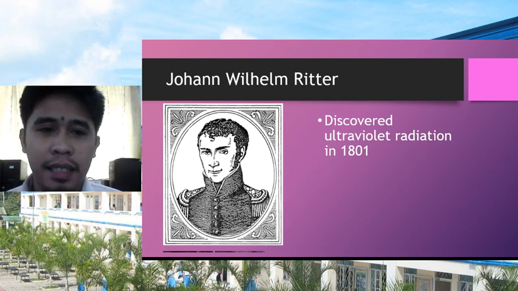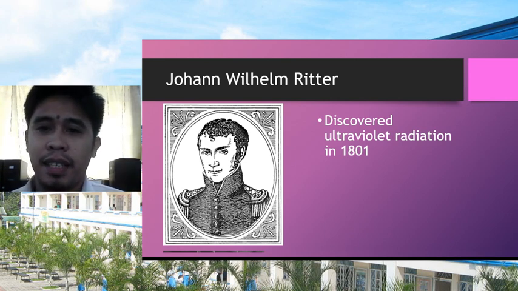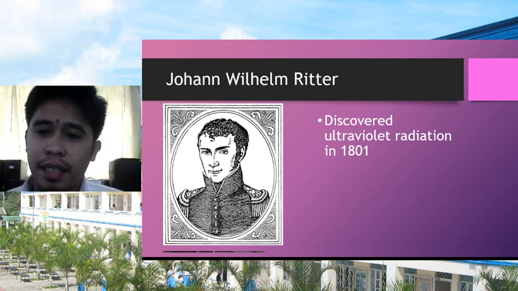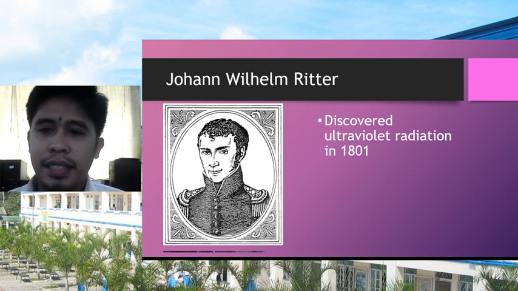In the following year, Johann Wilhelm Ritter conducted a similar experiment on the region beyond the violet color of light, just like the experiment of William Herschel. He found out that when silver chloride is placed beyond the violet color, it darkened the silver chloride faster than the violet. Later, this invisible light beyond the violet would be known as ultraviolet rays.